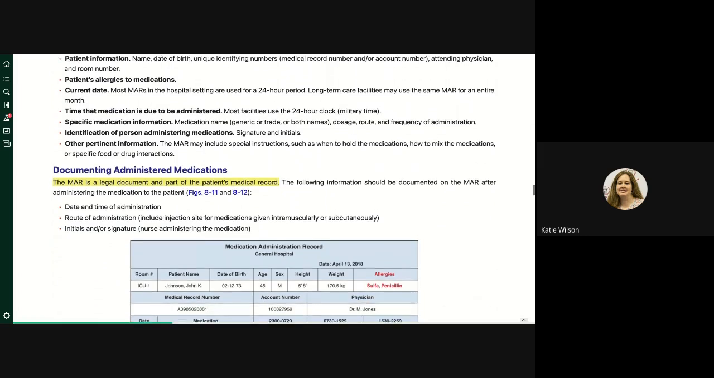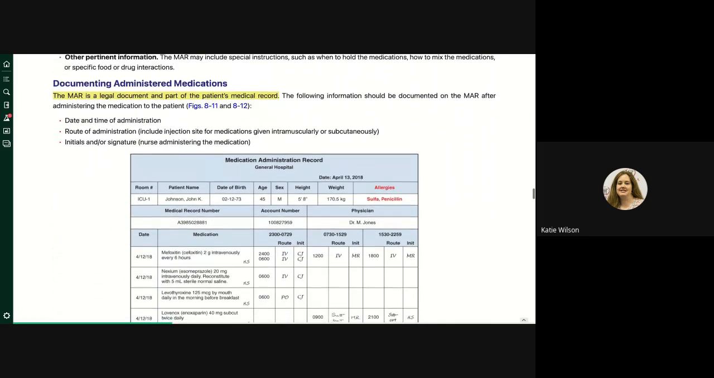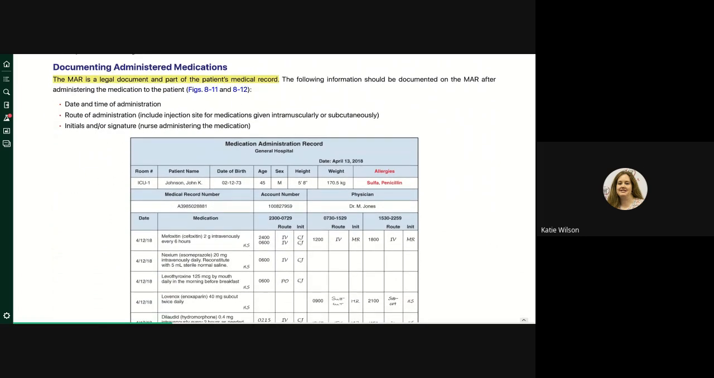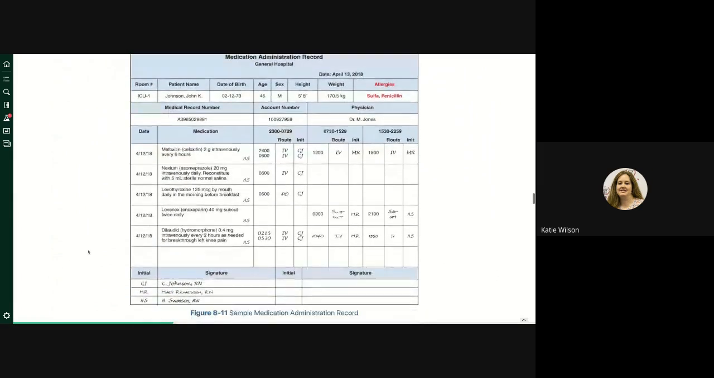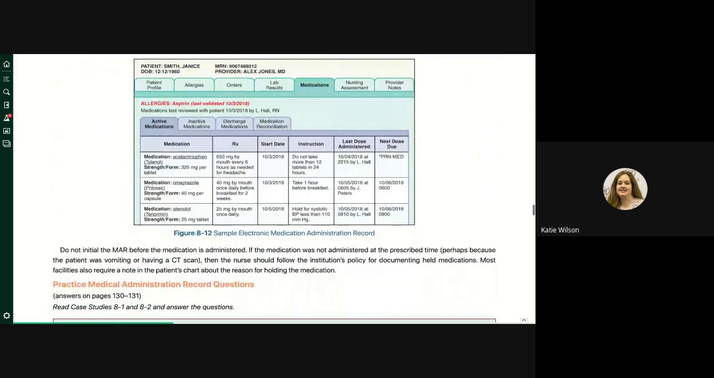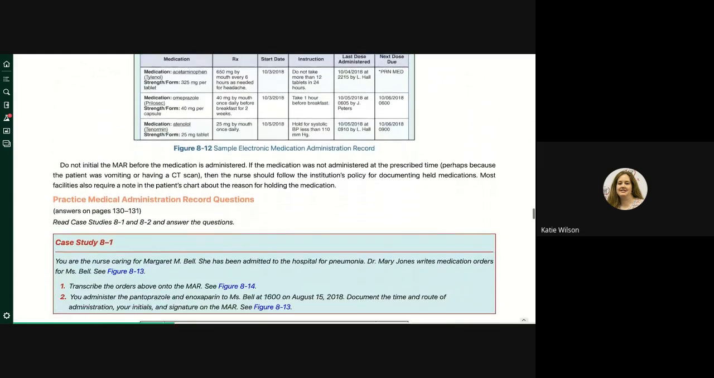Okay. So the MAR is a legal document. It's part of the medical record of the patient. So it's very important that it's done correctly. Here are just some samples of a medication administration record.